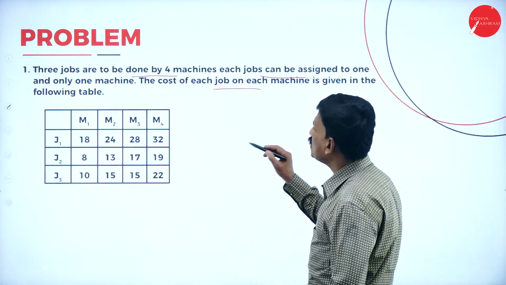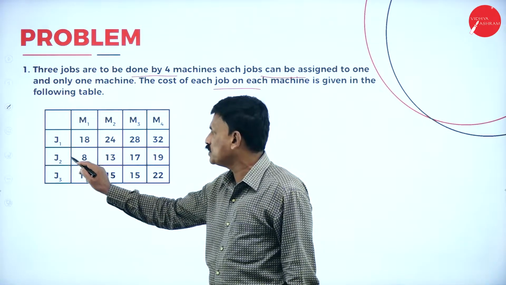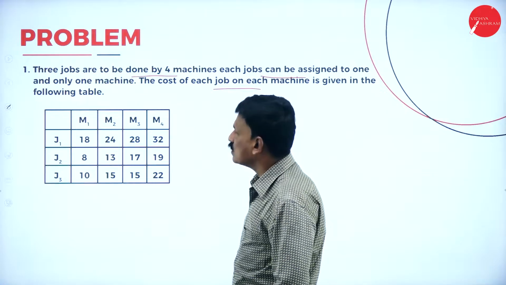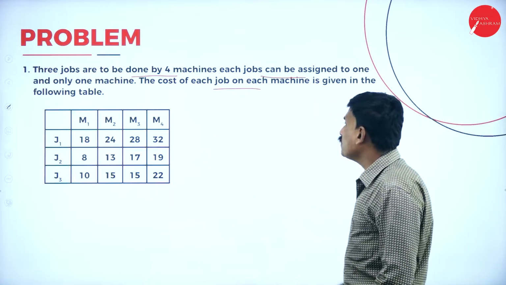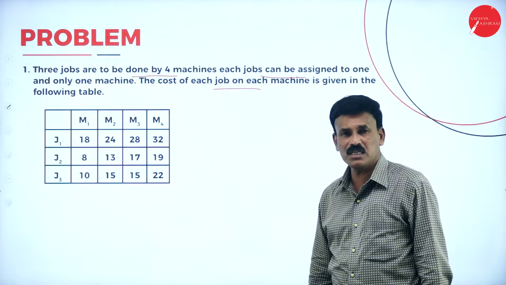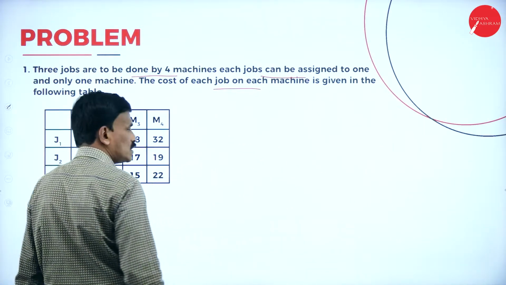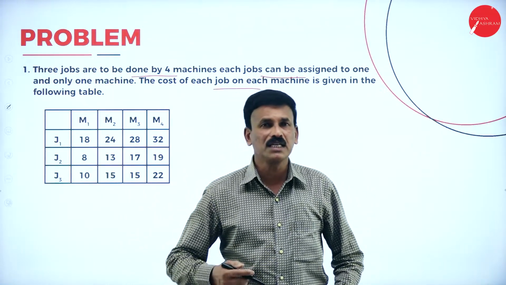The 3 jobs are done by 4 machines. So there are 3 jobs, J1, J2, J3, and the machines are M1, M2, M3 and M4. So 4 machines will perform 3 jobs. The cost of each job on each machine is given in this table. Now we have to calculate the least cost. This can be solved using the same method as the Hungarian method.